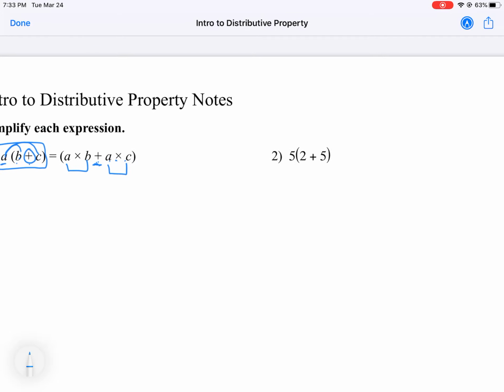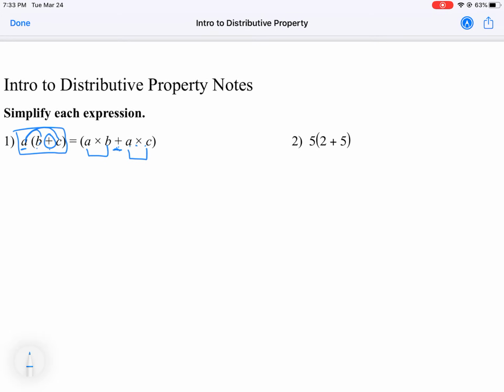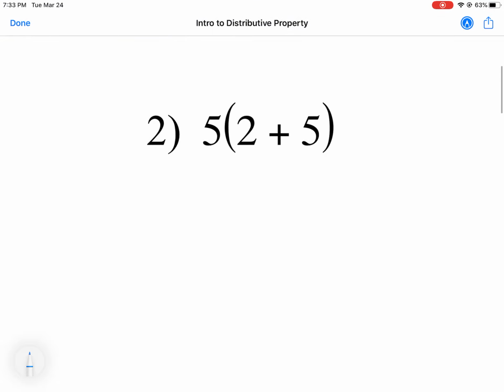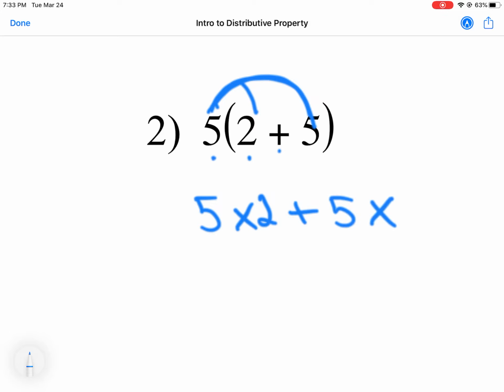So the best way to go about it is, let's look at the problem here. So we're going to do the same thing we did for A, for number one. We're going to take the guy on the outside, which is our 5, and we're going to distribute him to each term. So we're going to have 5 times 2. Don't forget our plus sign. Plus 5 times 5. Because, like I said before, we're taking our guy on the outside and distributing him to each term in the parentheses.